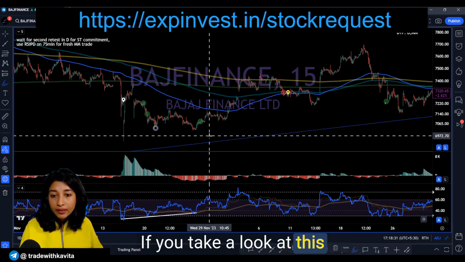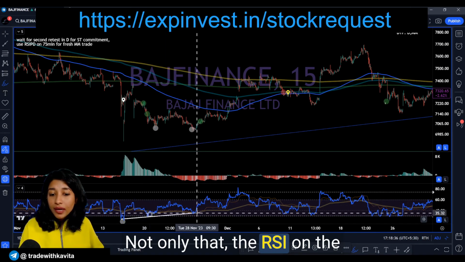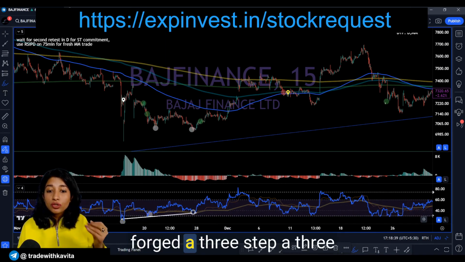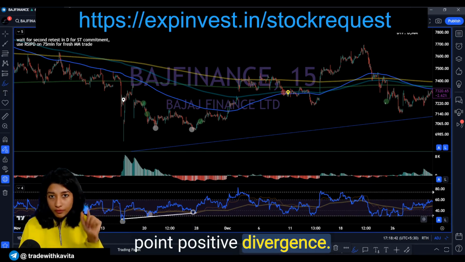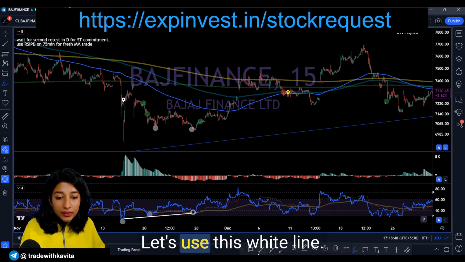If you take a look at this bottom and this bottom, they're almost at the exact same level. Not only that, the RSI on the 15-minute time frame has forged a 3-point positive divergence. What is the point at which you're supposed to take position? Let's use this white line.